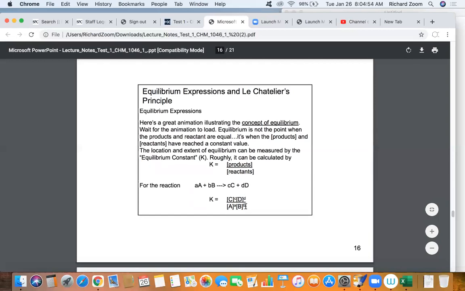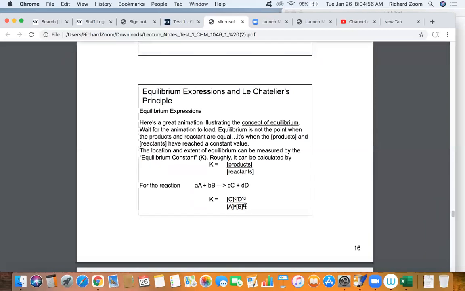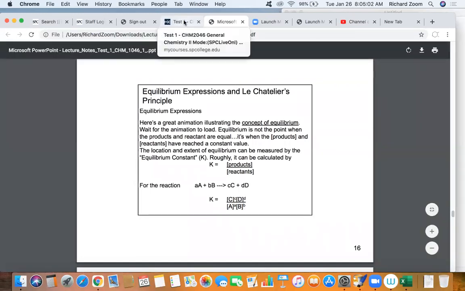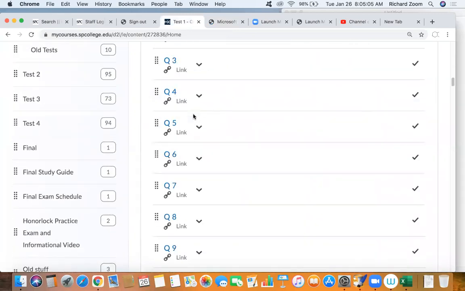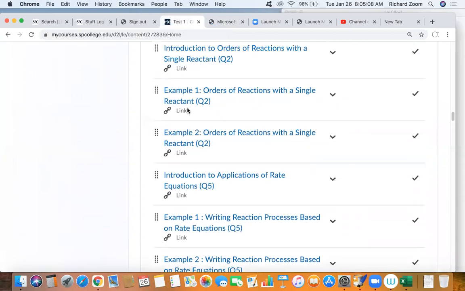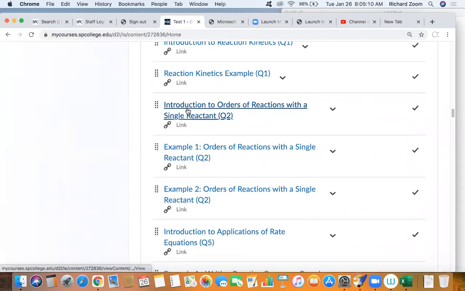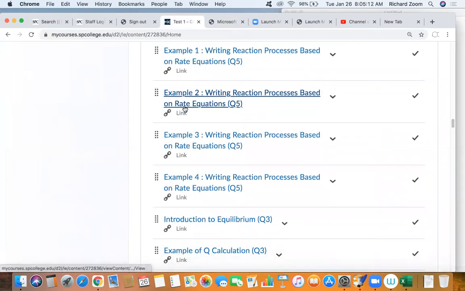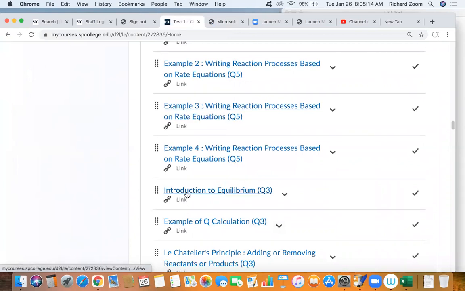And this gives us an idea of where the reaction is at equilibrium. So in order to illustrate this concept of equilibrium, I'd like to pull up one of my mini lectures here. It's not a bad little video, this one. It is Introduction to Equilibrium, this one here.